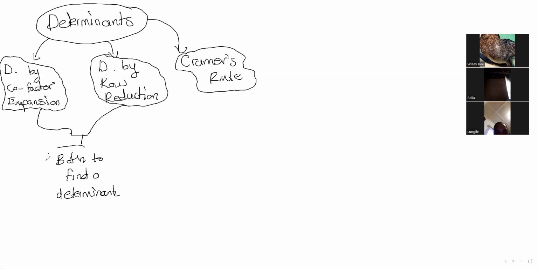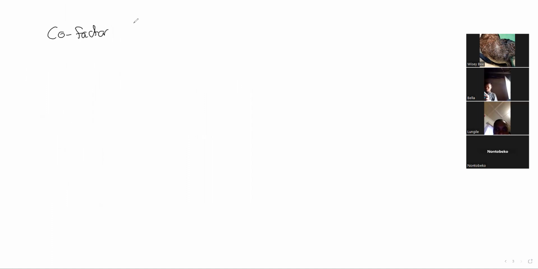You could use both of them at the same time, which is the one that's mostly used. You can use both of them to find a determinant of a matrix. So let's just start with cofactor expansion. Cofactor expansion. That's the only thing that's left.